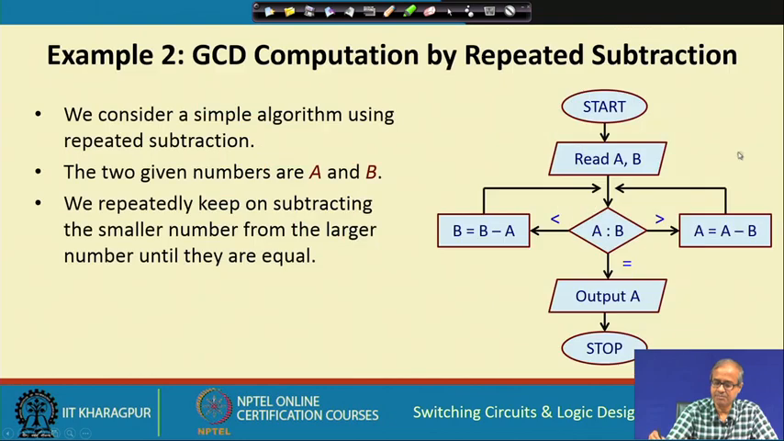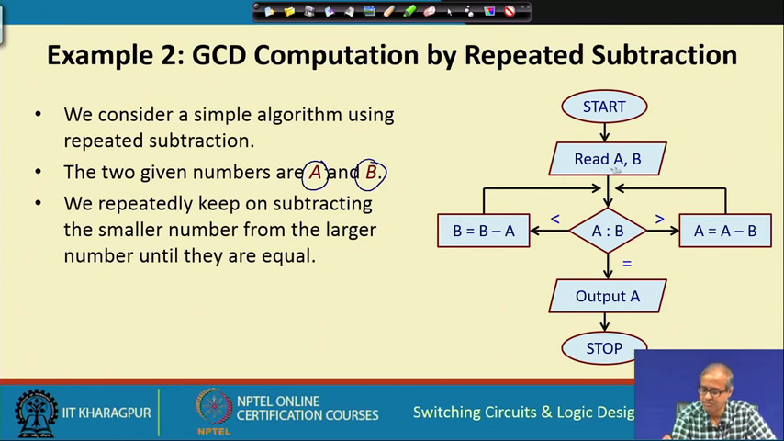Let us take another example. This example is somewhat similar, but a little more complex. We want to compute the GCD of two numbers, greatest common divisor, by repeated subtraction. So, what is the basic approach? The two given numbers are A and B. So, we repeatedly keep on subtracting the smaller number from the larger number.